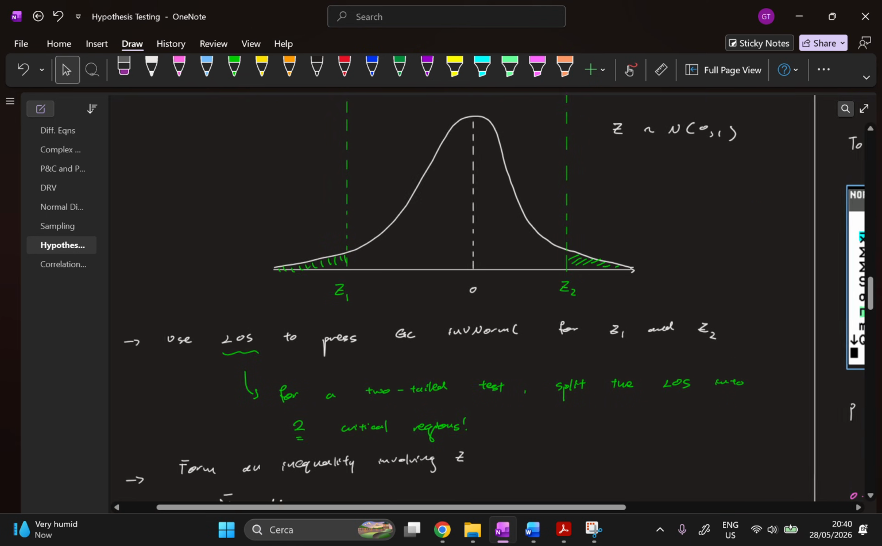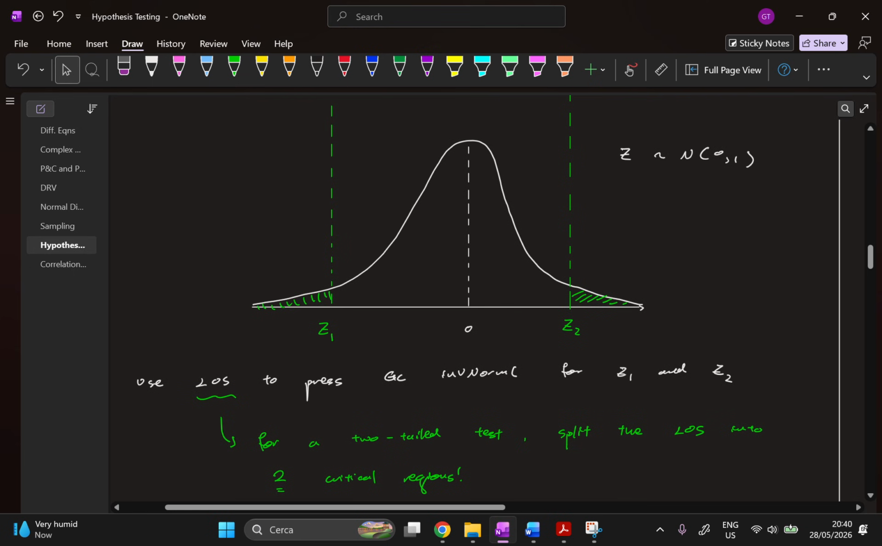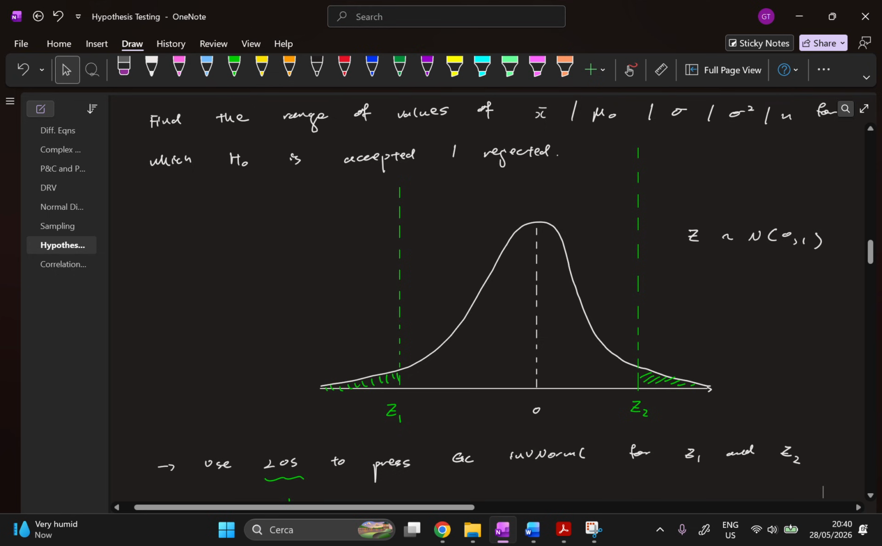And you need to be aware also that for a two-tailed test, you need to split the level of significance into 2 critical regions. What do I mean? For example, let's say the question says, listen to me for a moment, okay? Let's say the question says, find the values of something for which you reject the null hypothesis at the 5% level of significance.